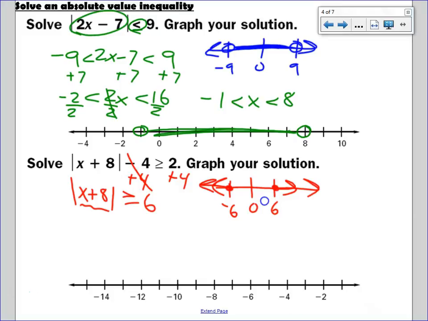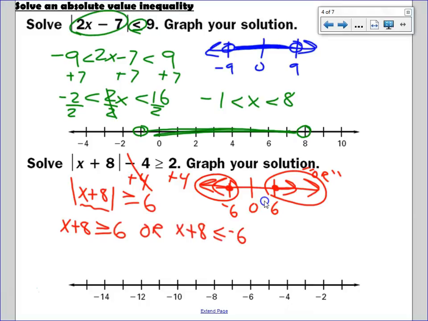So I can see that I have an or situation, okay, the beyond. So I know whatever's in there now, x plus 8, is either greater or equal to 6, or whatever's in there, the x plus 8, is less or equal to negative 6. So I subtract 8 from both sides. X is greater or equal to negative 2, or x is less or equal to negative 14.